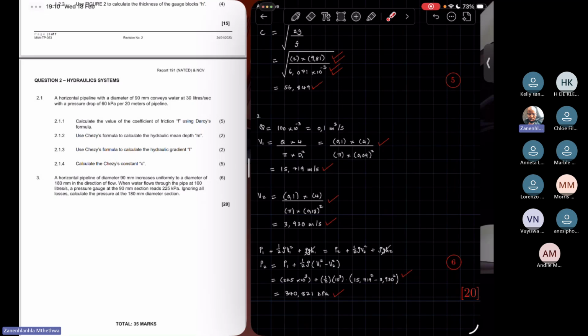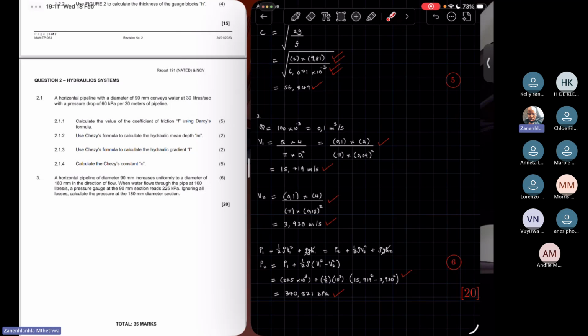So essentially, you've been given the flow rate of the water flowing through the pipe. Right? They've given it to us in liters per second. Obviously, you have to convert that from liters per second to cubic meters per second by dividing by 1,000. Hence here, in dividing 100 by 1,000, we get 0.1 cubic meters per second.